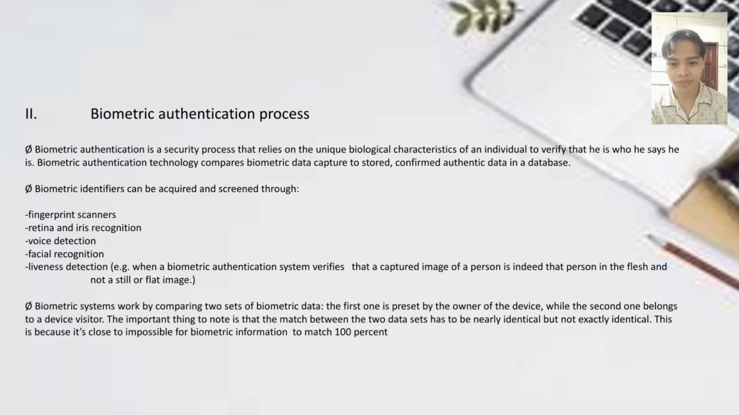And biometric systems work by comparing two sets of biometric data. The first one is preset by the owner of the device, while the second one belongs to a device visitor. The important thing to note is that the match between the two data sets has to be nearly identical but not exactly identical. This is because it's close to impossible for biometric information to match 100%.